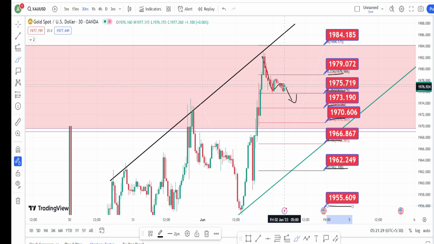And if the price action takes support on the current support level of 1975 and bounces back on the bullish side retracement, breaking the current resistance level of 1979, next level of resistance is going to be around 1984. Please refer the higher time frame resistance levels for the bullish side targets.